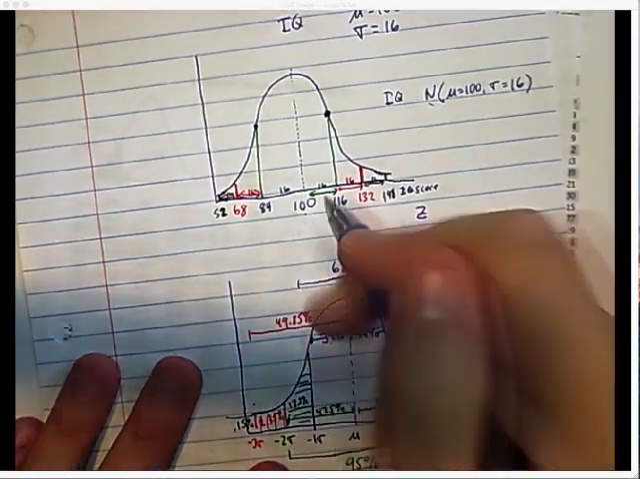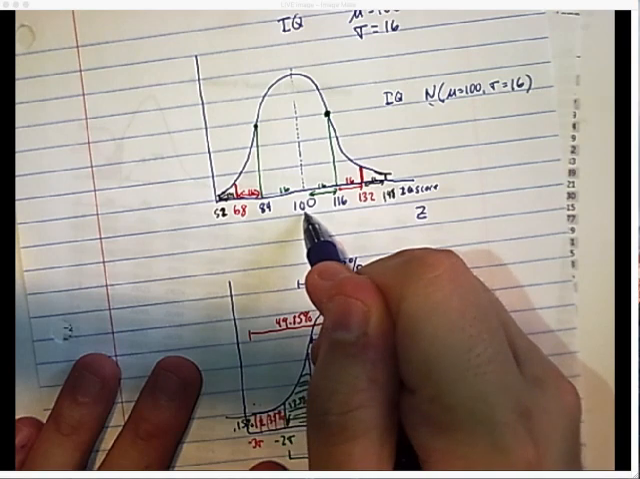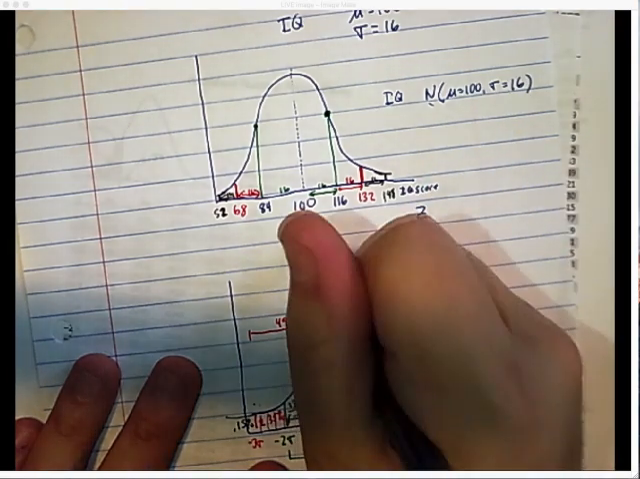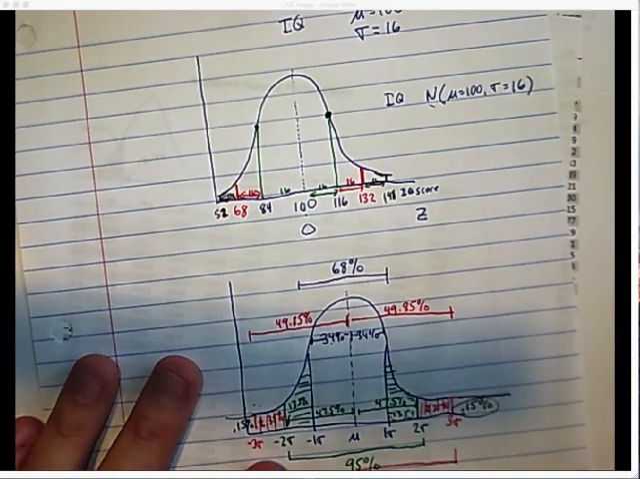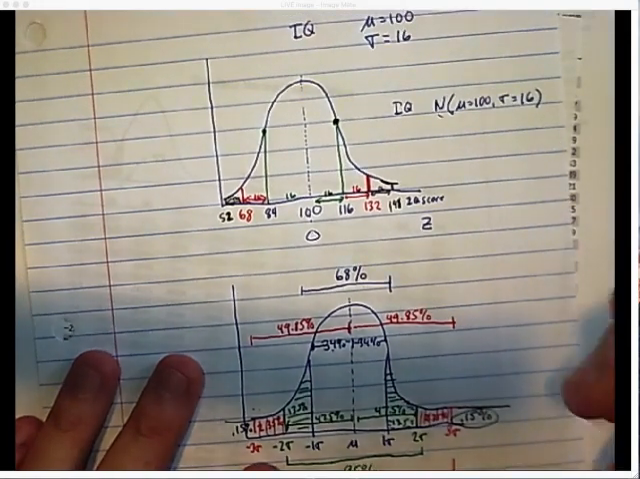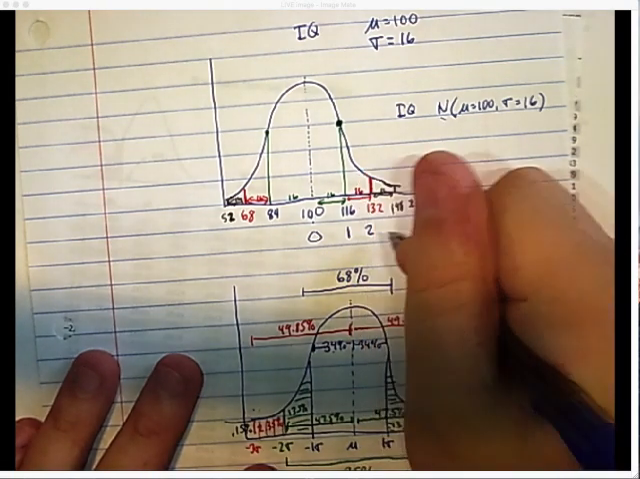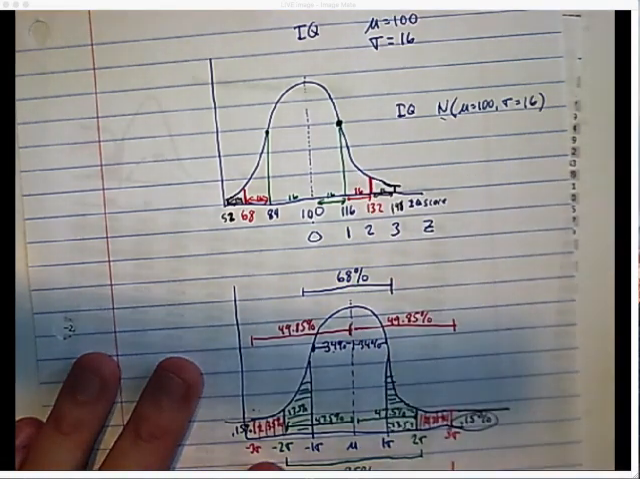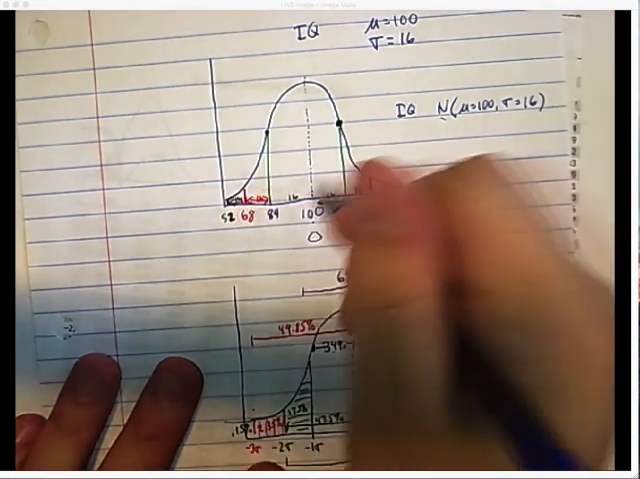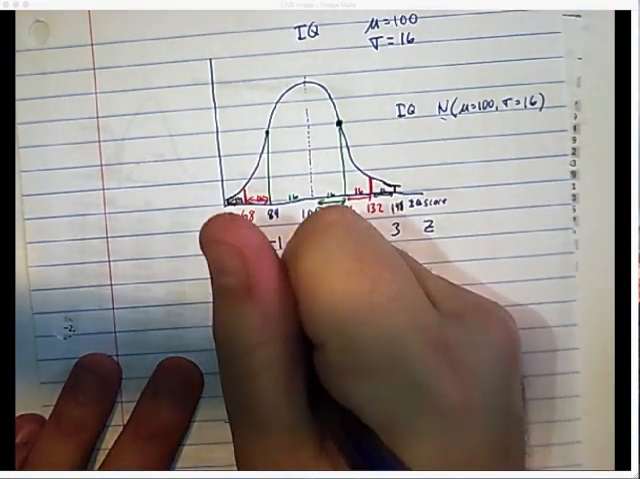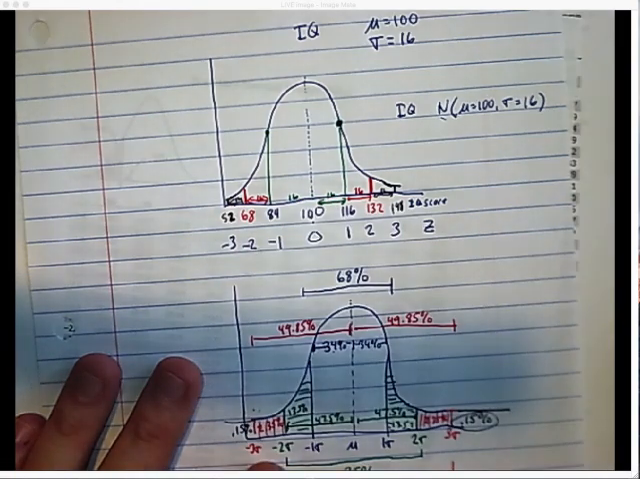Well, this person would have a z-score of, you do 100 minus 100, which is 0 over 16. So this would have a z-score of 0. The mean always has a z-score of 0. That would have a z-score of 1. That would have a z-score of 2. That would have a z-score of 3. This would have a z-score of negative 1. That would have a z-score of negative 2. That would have a z-score of negative 3.